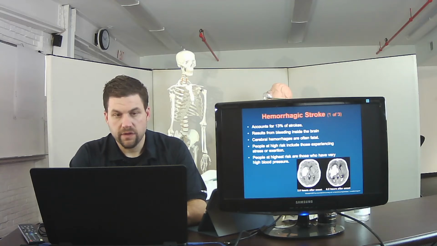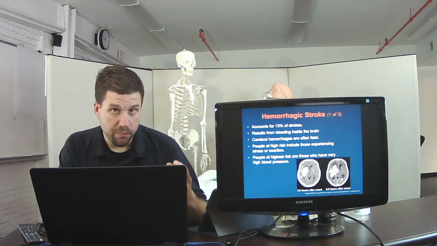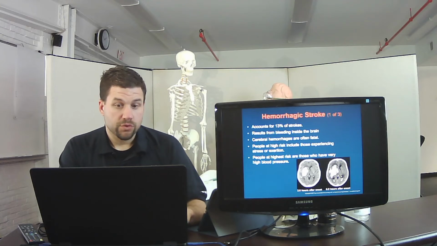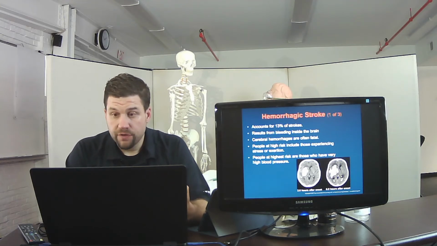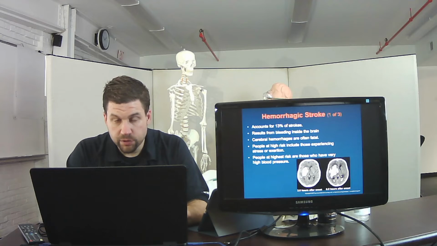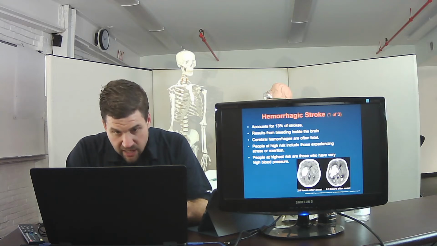So this is a hemorrhagic stroke. 13% of strokes are hemorrhagic, so we have a burst blood vessel inside the brain. Cerebral hemorrhages are oftentimes fatal, right? So they come on quick, sudden headache. They result in this mass of blood inside, increased pressure in the brain, and they cause death, right?